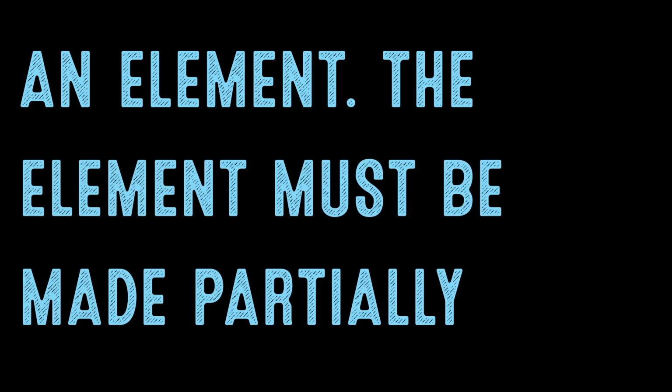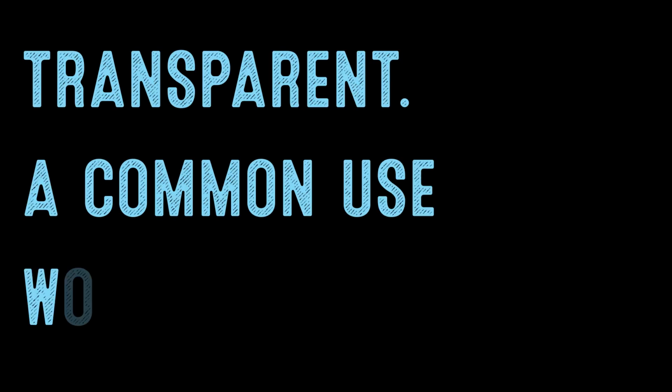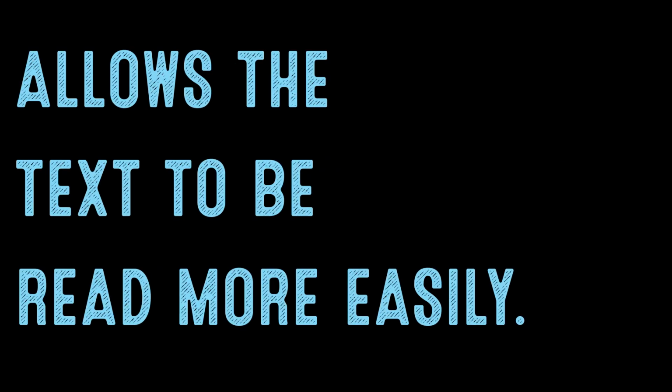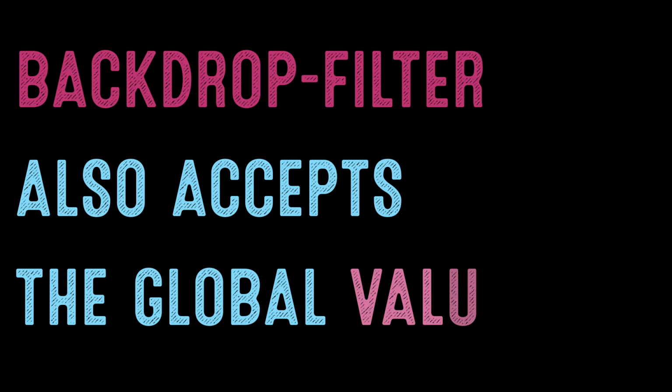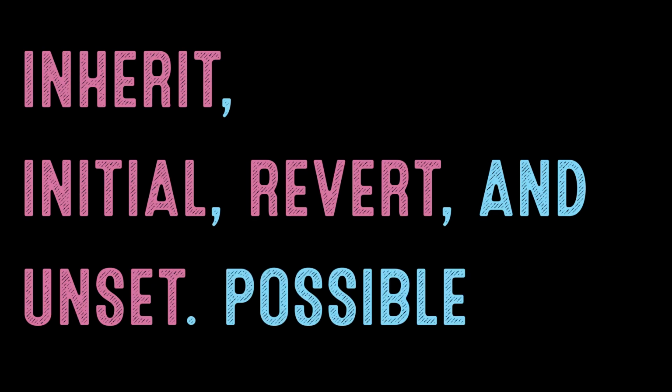The element must be made partially transparent. A common use would be for a text box over a background image that allows the text to be read more easily. What are the values for backdrop filter? Backdrop filter also accepts the global values of inherit, initial, revert, and unset.